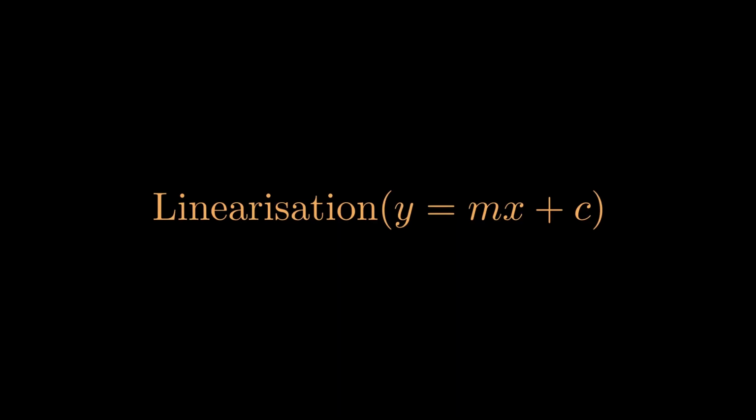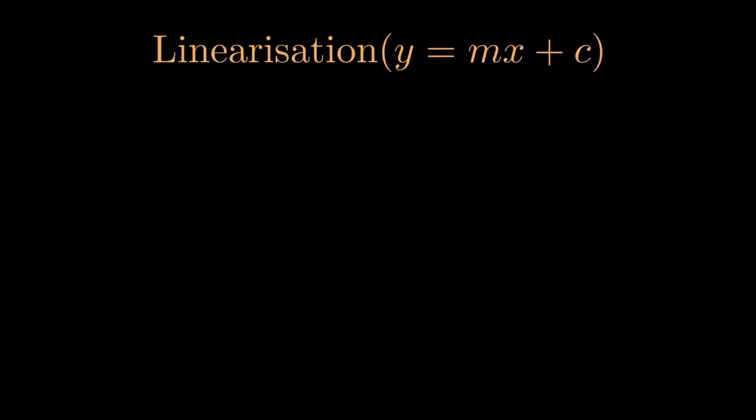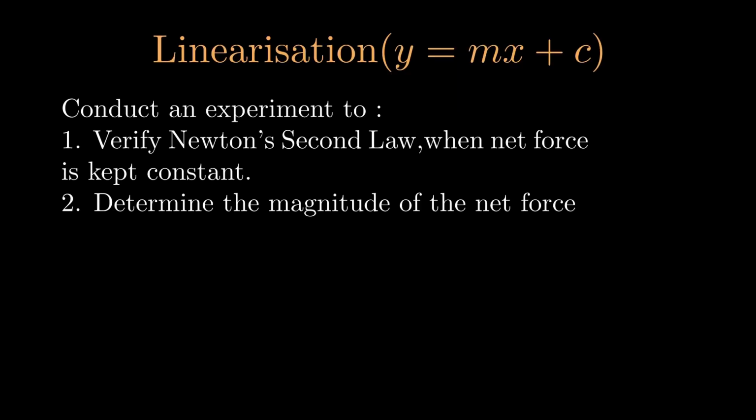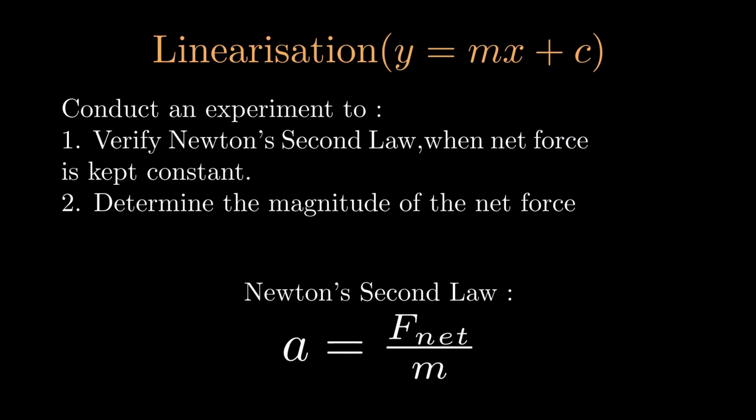So let's look at this statement. We want to conduct an experiment to verify Newton's second law when the net force is kept constant, and then we determine the magnitude of this net force. Newton's second law states that the acceleration is equal to F net divided by the mass, or acceleration is directly proportional to the net force and is inversely proportional to the mass.